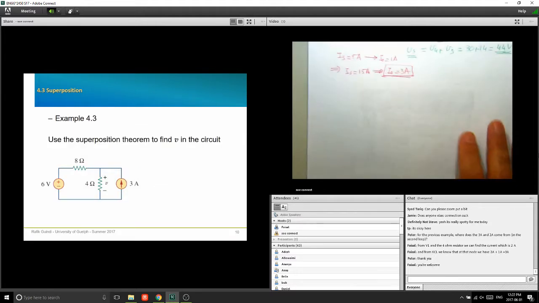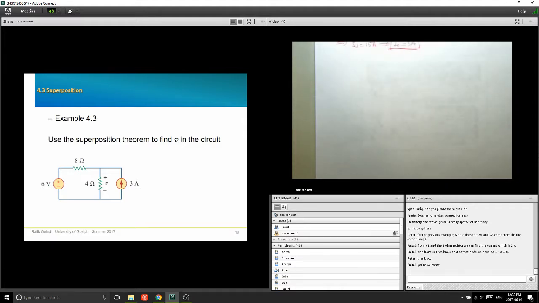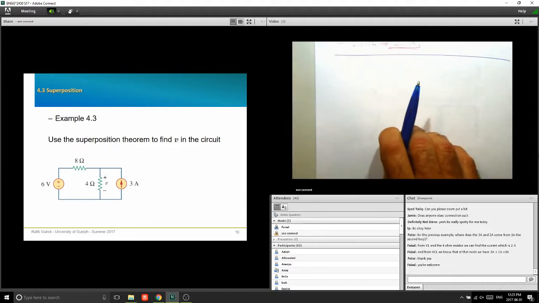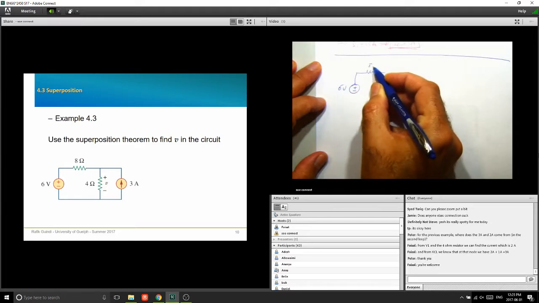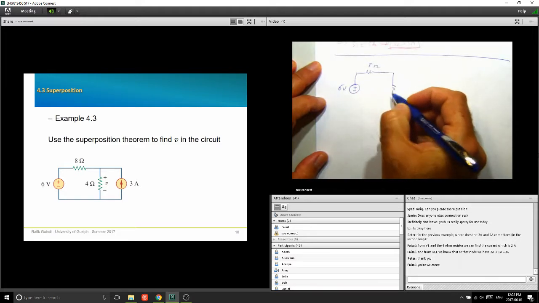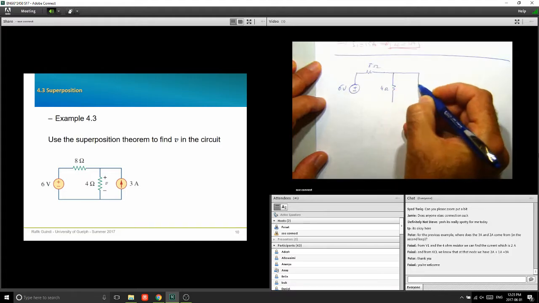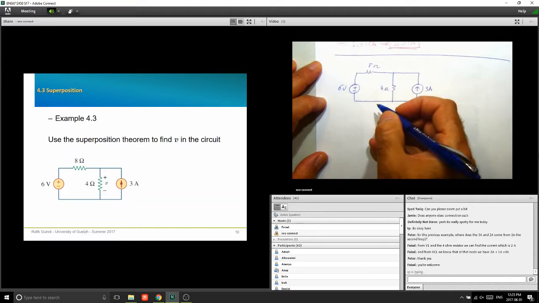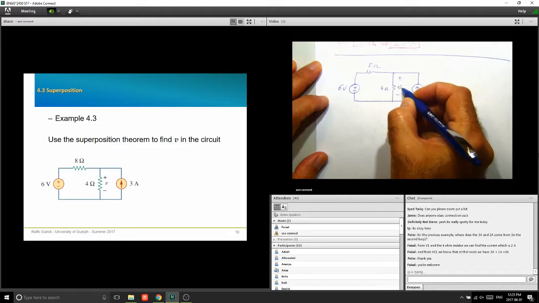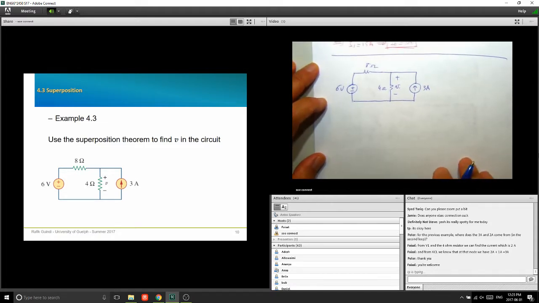So let's do a problem here. Use the superposition theorem to find V in the circuit. And the voltage here is V.